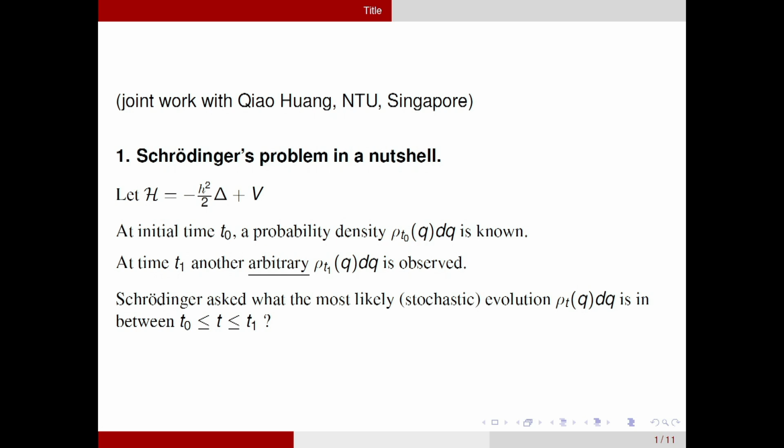You suppose that you have a Hamiltonian of this form and a given probability density rho T0. At a later time, you observe rho T1, arbitrary. This means that you have to forget what you know about, for example, the heat equation. Arbitrary. Okay. So, the question of Schrödinger was the following. What is the most probable evolution of this density in between T0 and T1?